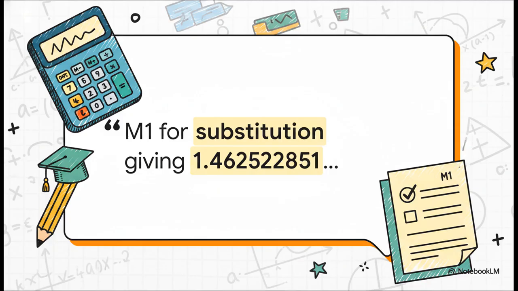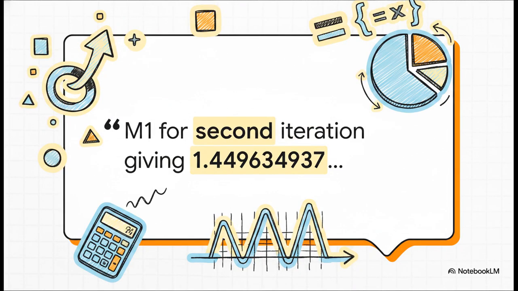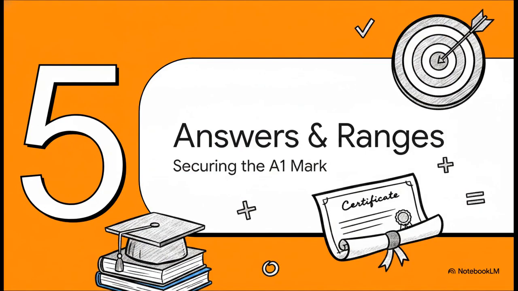That gives us this big unrounded value of 1.462522851. Now, whatever you do, keep that long, messy number right there on your calculator screen. Because to lock in the second M1 mark, you've got to show that unrounded x1 value being fed right back into the formula to find x2. The examiners are specifically looking for evidence that you used 1.462 something squared in that denominator. Do that correctly, and it yields an unrounded value of 1.449634937.